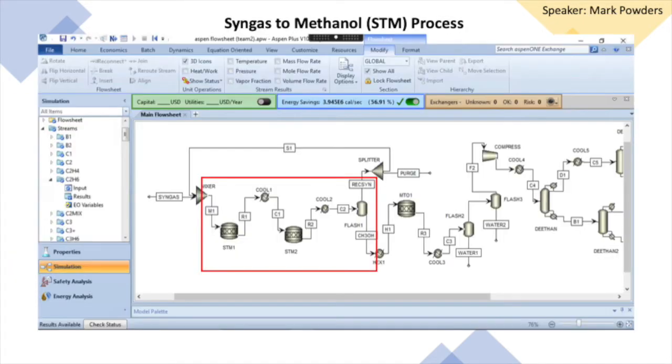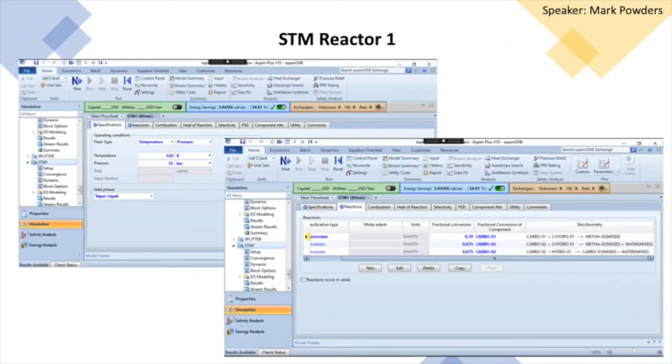The STM process, syngas to methanol, consists of two reactors, a flash unit, and two coolers. The reactor type RStoic was selected for both STM and MTO, methanol-to-olefin, reactions. RStoic, compared to other models such as RBatch and RCSTR, can be used when the reaction kinetics are unknown, but the stoichiometry and extent or conversion of reaction are known, such as in this case. For both STM and MTO, we were able to find and use fractional conversions from literature.